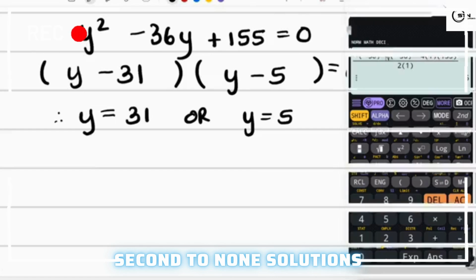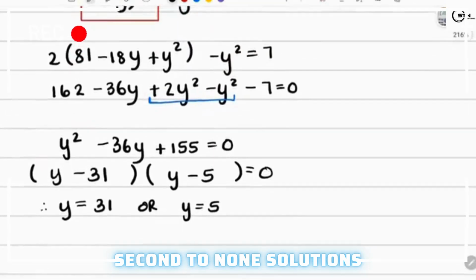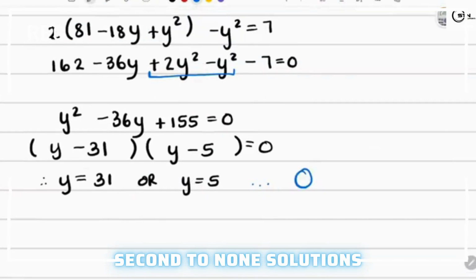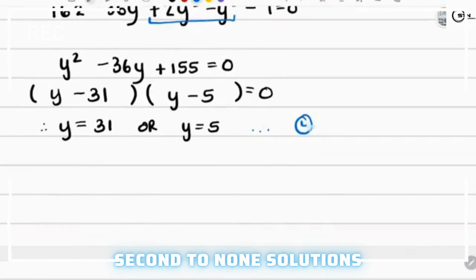Okay, so that's how that first part is solved. And as you can see, we have the solutions for y, or really the equations for y. And I'm just going to go ahead and call that equation number 4.